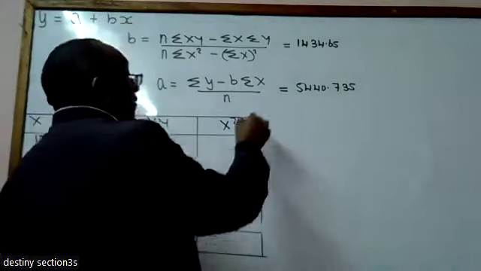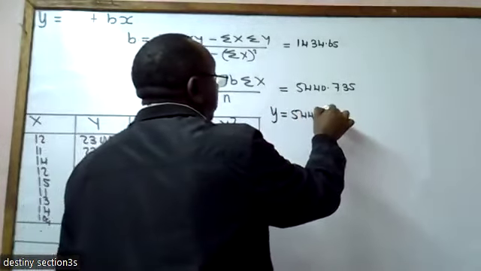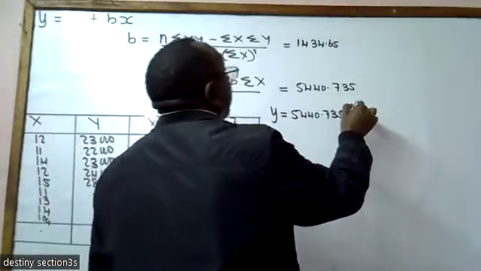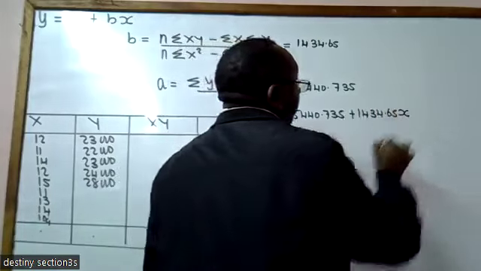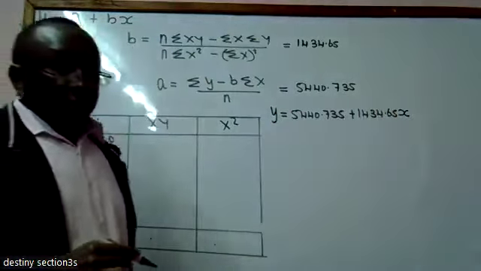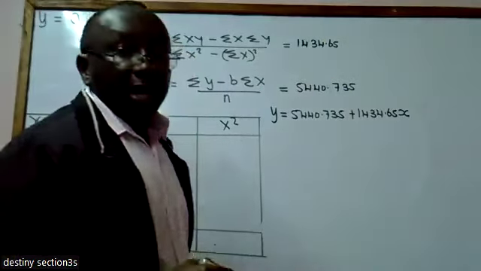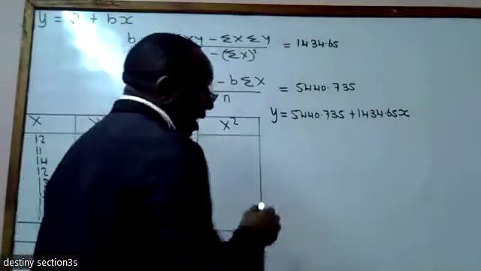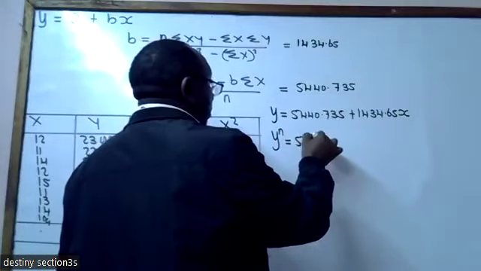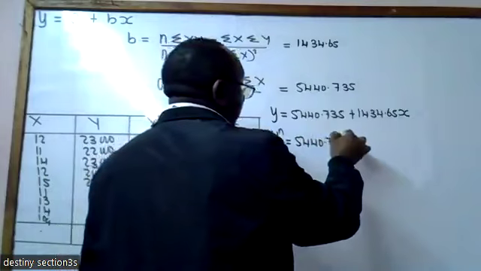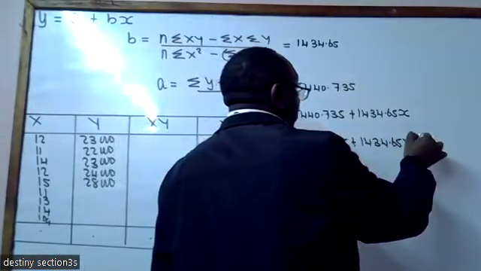So that means our function is y equals 5440.735 plus 1434.65x. So when we are told that there were 19 workers, the predicted sales will be 5440.735 plus 1434.65 times 19.